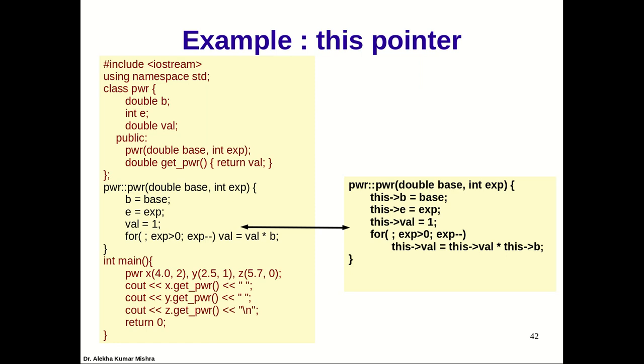So always within a member function we use this pointer to refer to the data members b and e in an explicit way. So this definition of the constructor and the earlier definition are equivalent. The only thing is that here we explicitly refer to the data members via this pointer, showing that this pointer is pointing to the current object which invoked this. So this is the use of this pointer.